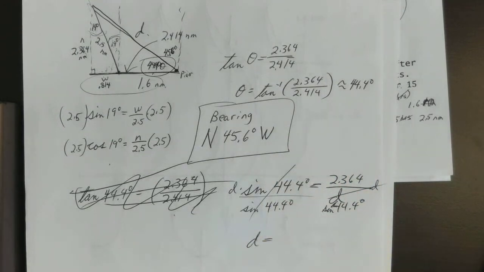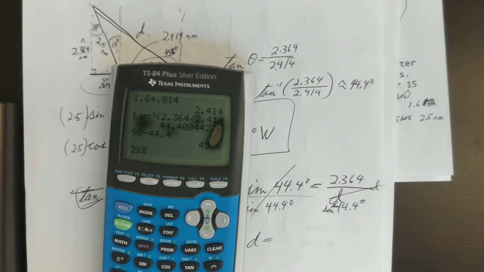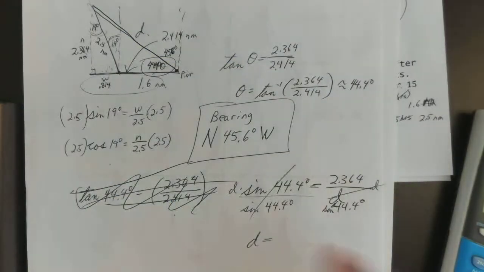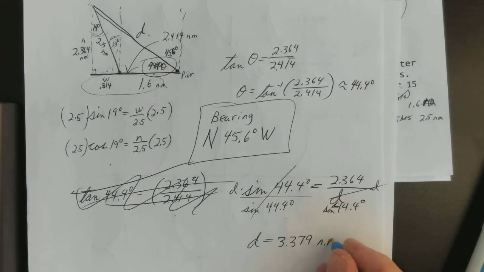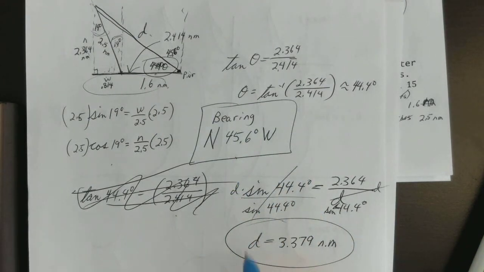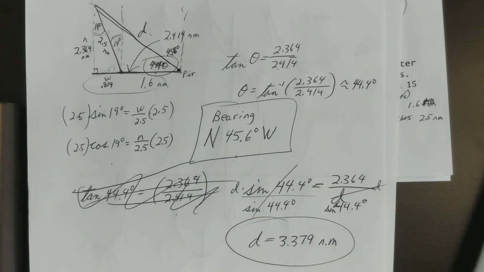So D is equal to 2.364 divided by the sine of 44.4 degrees, 3.379 nautical miles. So bearing north 45.6 degrees west, and the distance is 3.379 nautical miles. All right, guys, there we are.